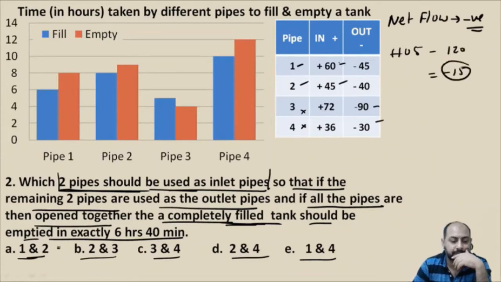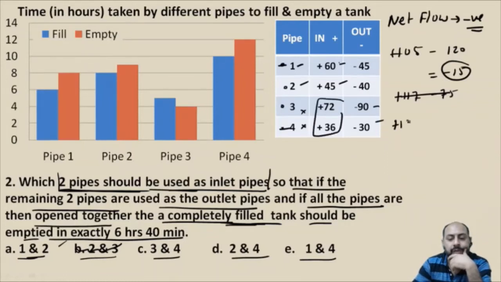So we'll keep this. For 2 and 3, if we take 2 and 3 as inlet pipes, so plus 10 plus 117, and if these are used as the outlets, so 45 and 30 is minus 75, so this does not work because this will give me a positive net flow. So if you use 3 and 4, that gives me 108 minus 85, which doesn't work, so this is again out of question.